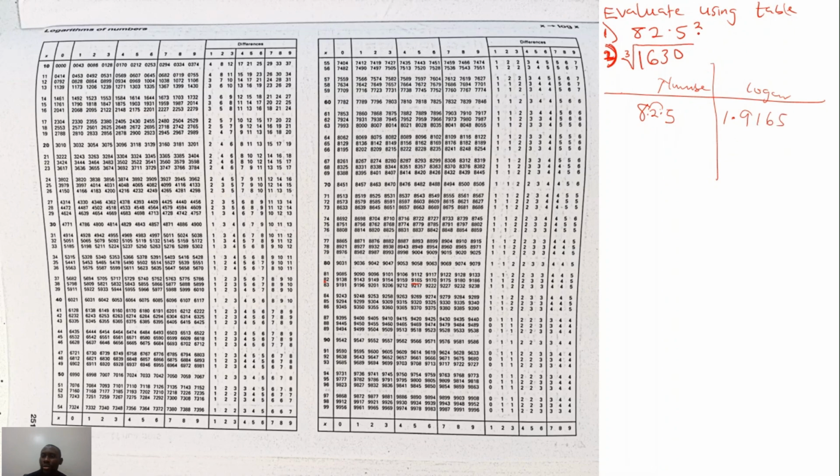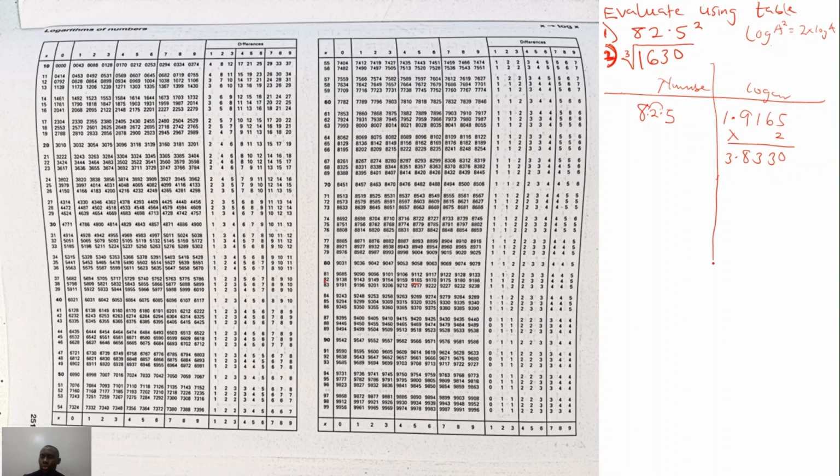9165. Now, since this is squared, and in logarithm, when you have log a into base 10 squared, this will be equal to 2 times log a, meaning that we are going to multiply our logarithm by 2. That is why we will now multiply this one by 2. Let's see what we get. 2 times this logarithm gives us 1.83. Now we have our final logarithm.